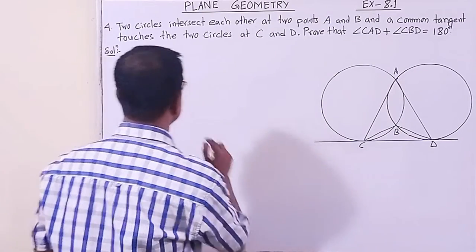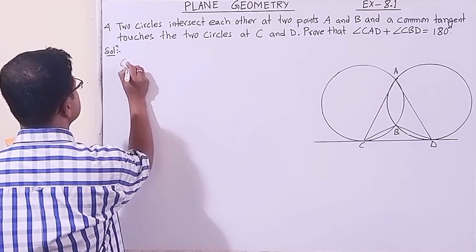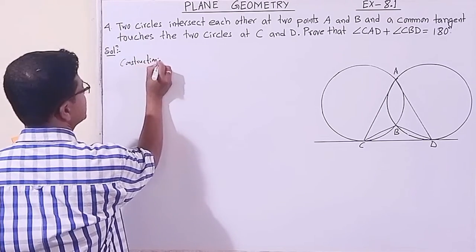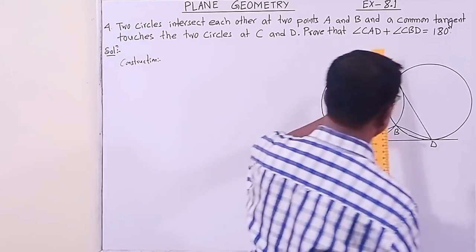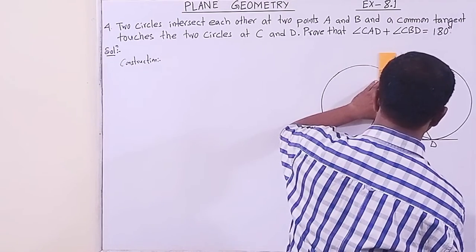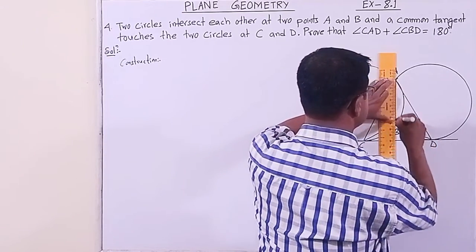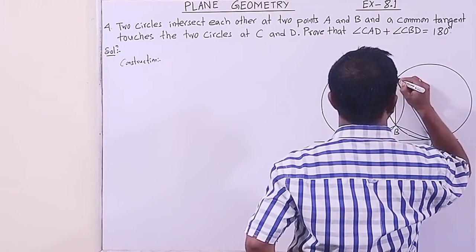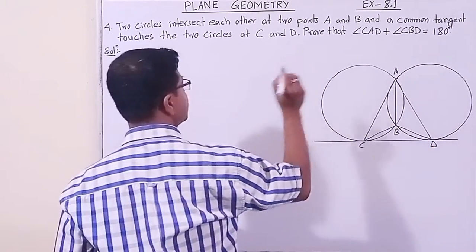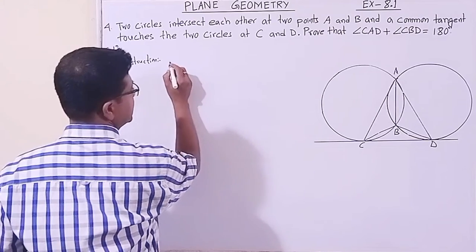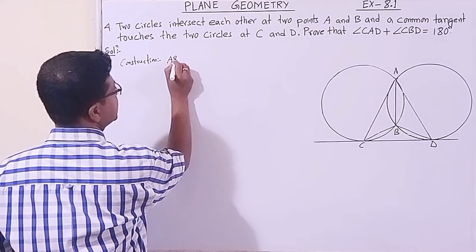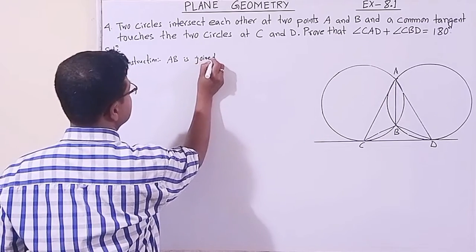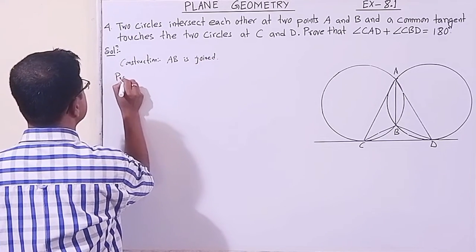At first we shall start with the construction. Construction is that we shall join AB. Okay, AB is joined. This is rough, this is the disadvantage of a whiteboard. Okay, AB is joined. Now let us start the proof.